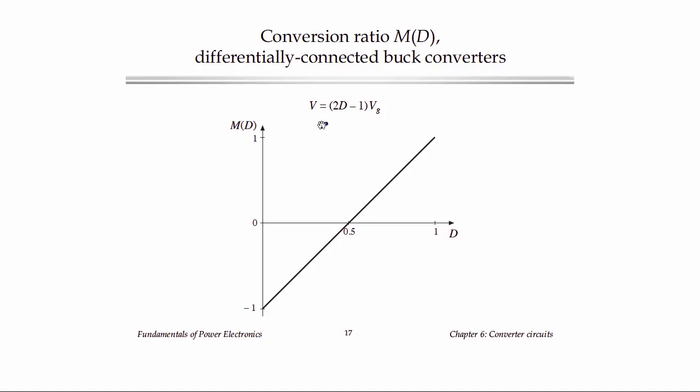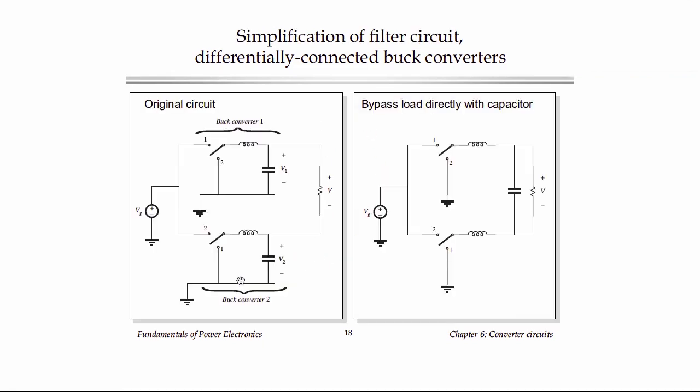Okay. Here's a plot of that conversion ratio, 2D minus 1 versus D. At D of a half, the conversion ratio is 0, and when D is greater than a half, we get a positive voltage, and when D is less than a half, we get a negative voltage.